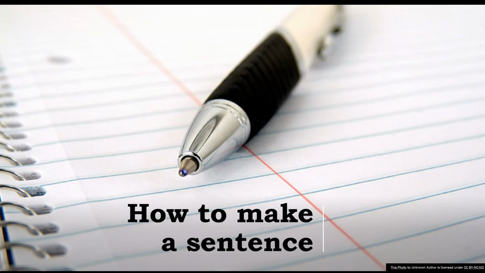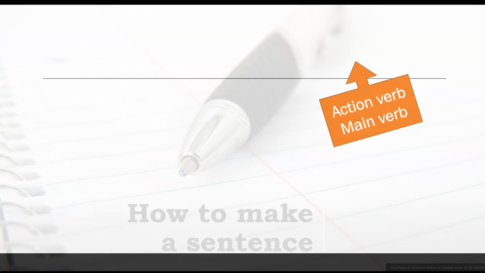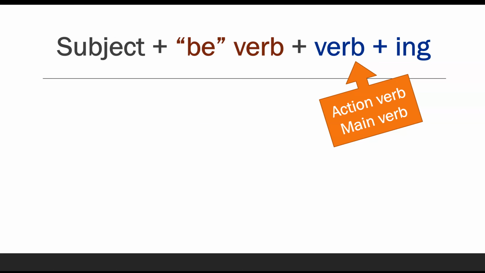Okay, so how do we make a sentence? How do we write a sentence? And this is the rule, right? This is how we can form or make the sentence. First one is the subject. That is usually the person or the thing that's doing the activity. Then the be verb, and we need to change it to the present. That means we need to use am, is, are. And the last one is the verb with ing. Those three letters are important. Ing at the end. So the last verb is your action verb or main verb. That is the activity or the movement you are doing.